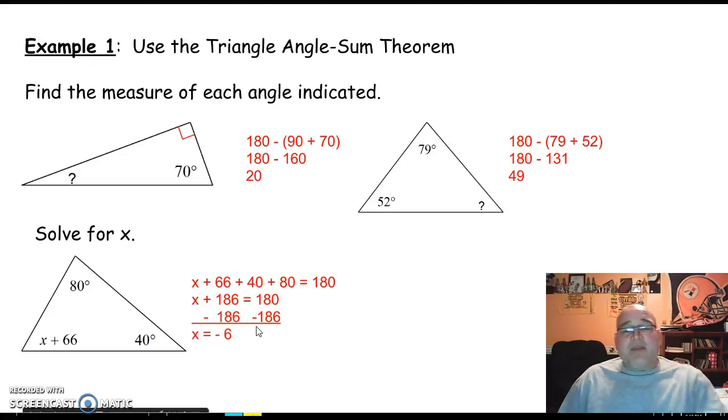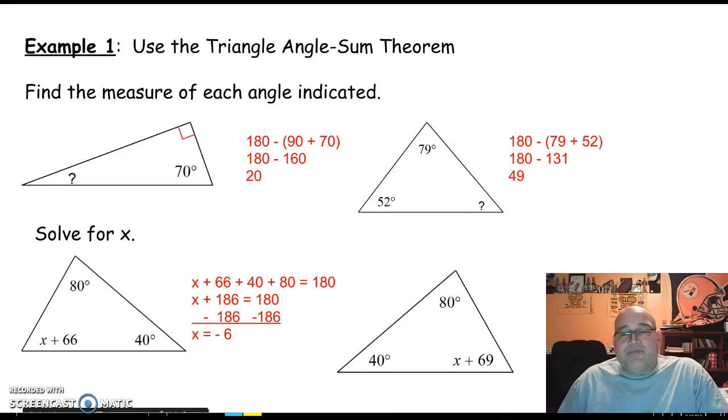Now, don't panic and think, well, Mr. Giesting, a triangle can't have a negative angle. You're right. But notice that this expression is x plus 66. So x, the variable x, can have a negative value because when we add -6 to 66, we get a positive angle measure. So when you're solving for a variable, you can get a negative. When you're just finding the third angle of a triangle, you can't get negatives.